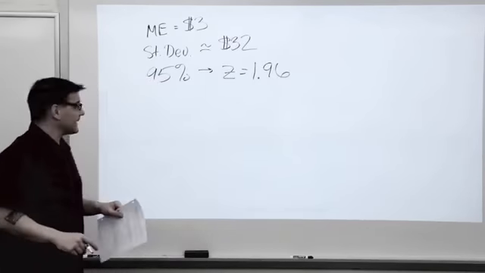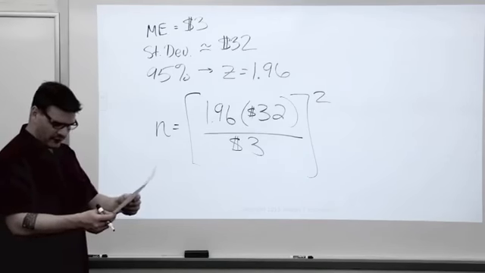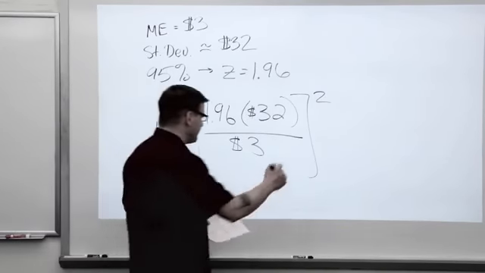So solve for n. How many customers? N equals, put the whole thing in brackets. Whole thing gets squared. What goes here? Z, 1.96, times standard deviation estimate, $32, divided by margin of error estimate, $3. I guess the dollar signs would cancel, right? Which makes sense because we should end up with number of people. And so put this in your calculator, square the result, and it turns out you'll get 437.1.